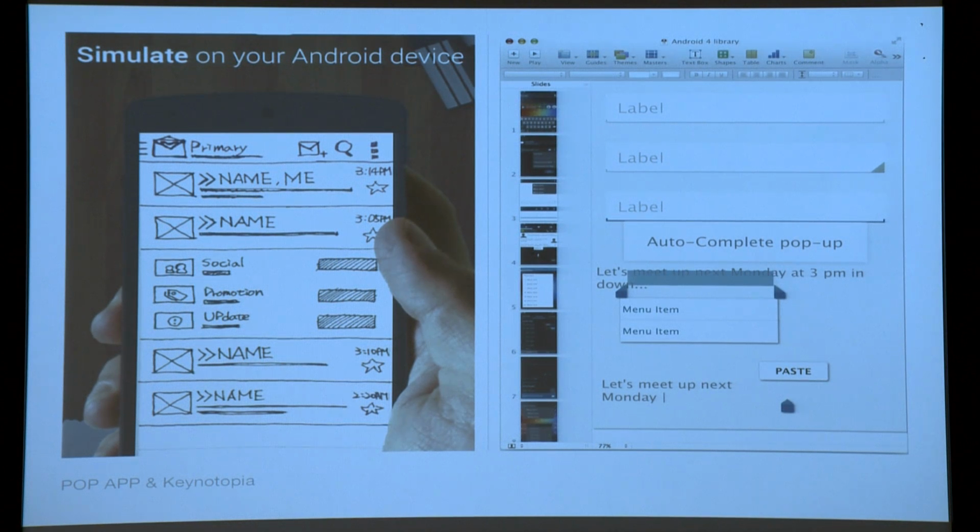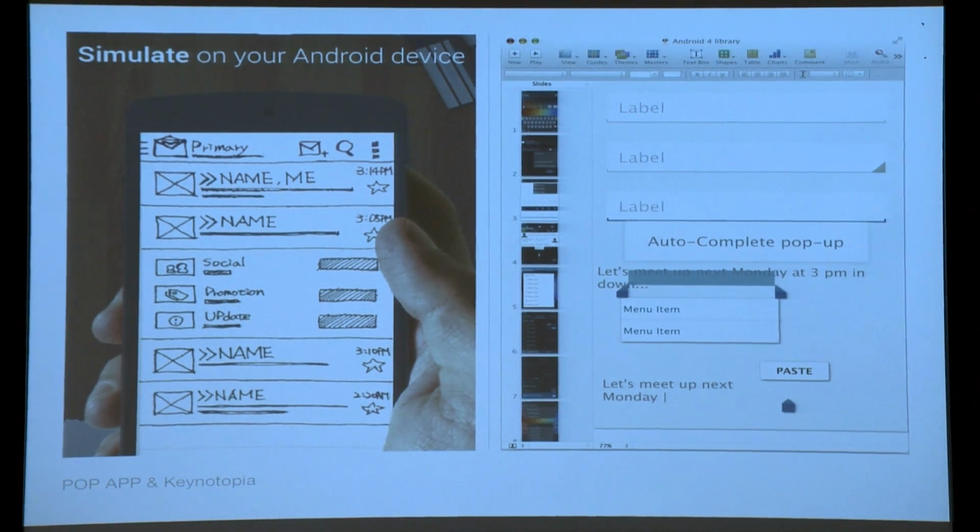So these are the two tools we're going to look at. The first, on the right-hand side, is called Pop App, and on the left is Kinotopia. I'll tell you what these things are and what you can do with them, and then if you can all download Pop App, we'll take 5 or 10 minutes and try it out as a group.